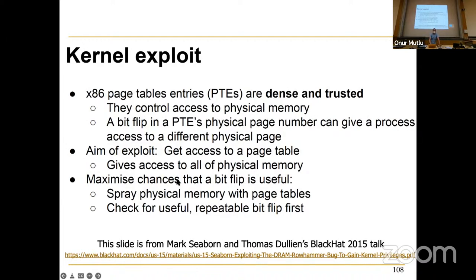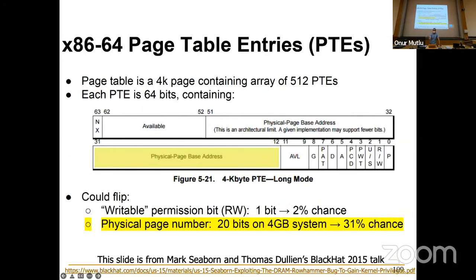Their goal is to maximize the chances that a bit flip is useful. So they're going to do something interesting. They're going to spray physical memory with page tables, and they're going to find the first repeatable bit flip. So it's not an easy attack. This is the x86 page table entry that I showed you, kind of. It's 64 bits, as you can see. They could flip a writable permission bit, read-write, that we showed earlier. It's only one bit out of 64, so your chance is only 2% to succeed, right?